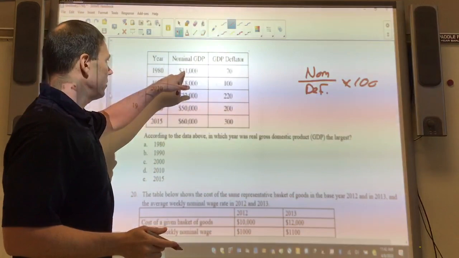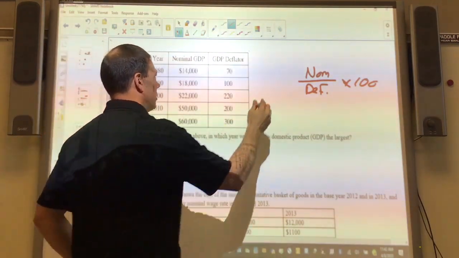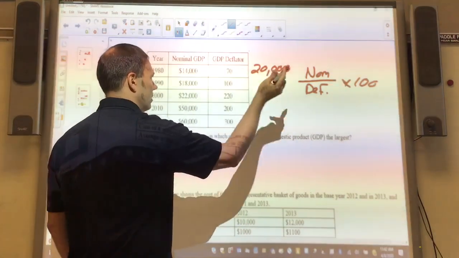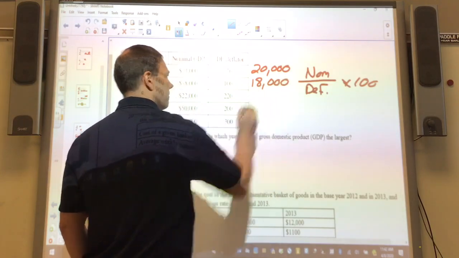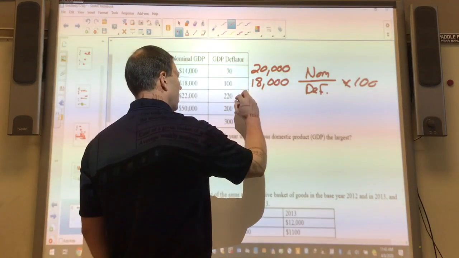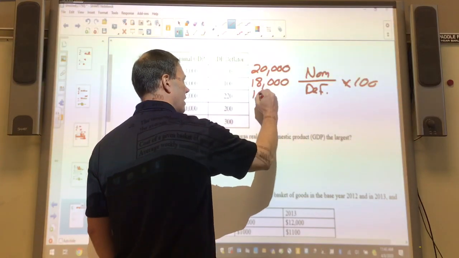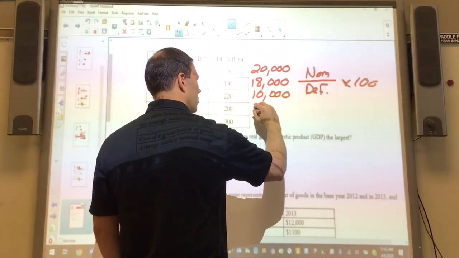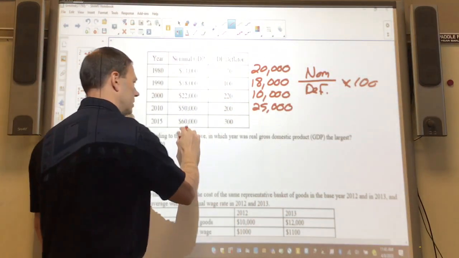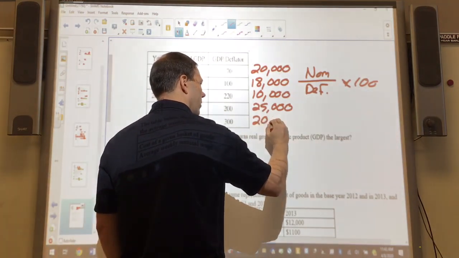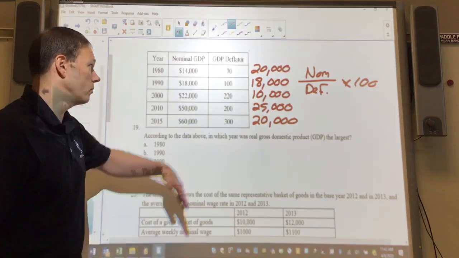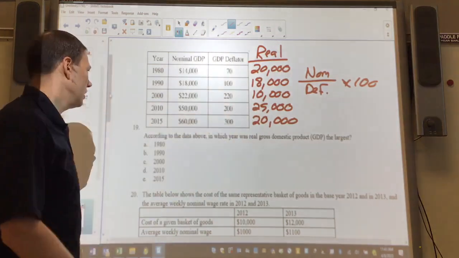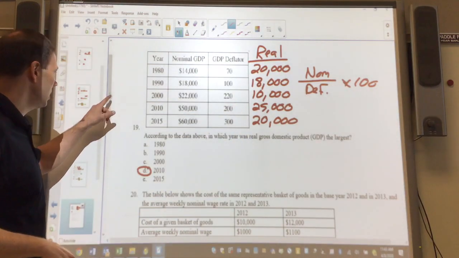So 14,000 divided by 70 and times 100, that should equal 20,000. 18 divided by, well, that's the base year anyway, so that's same as real. 22,000 divided by 220, and then times 100 should be 10,000. 50,000 divided by 200 and then times 100 should be 25,000. And then 60,000 divided by 300 times 100 should be 20,000. So once you math that all out and you see the real GDP, as you can see, the biggest one is 2010, which is letter D. So 19 is letter D.